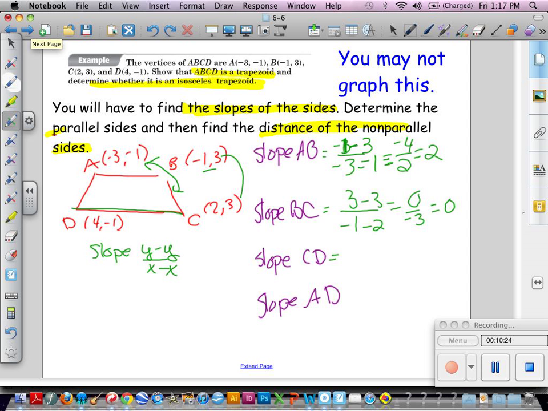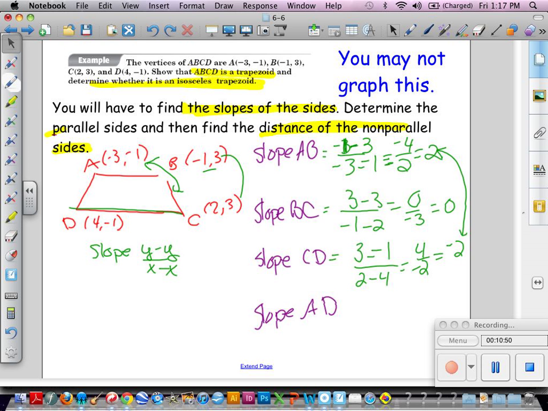I'm going to take my y's, 3 minus negative 1. I'm going to take my x's, 2 minus 4. I'm getting 4 over negative 2. That's negative 2. I was hoping, that's not right. Those are not parallel, so I need to go on. I need to find my AD slope yet. I'm hoping I'm going to get parallel here, because I need to have a trapezoid here.